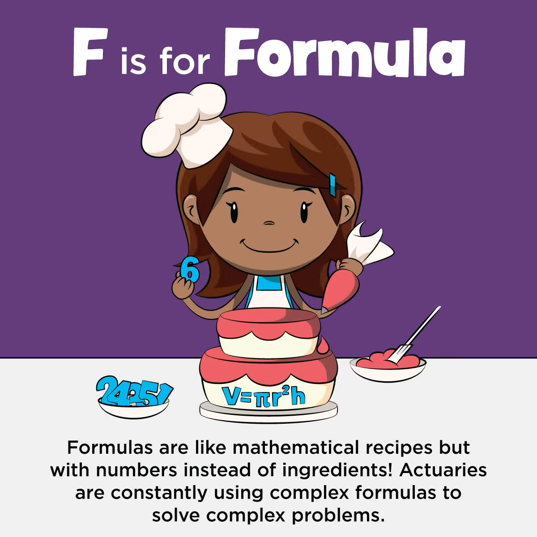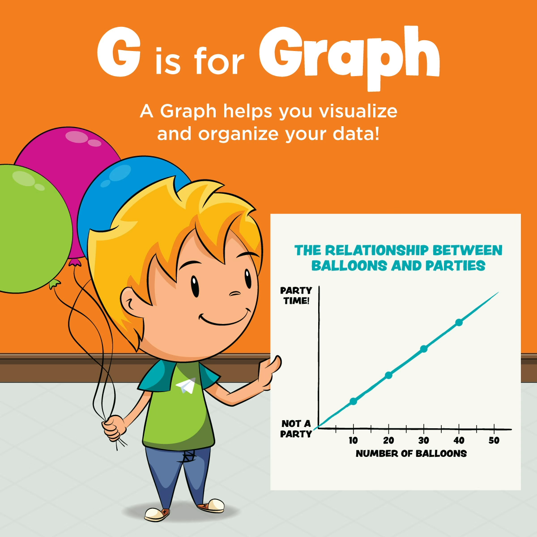F is for Formula. Formulas are like mathematical recipes, but with numbers instead of ingredients. Actuaries are constantly using complex formulas to solve complex problems. G is for Graph. A graph helps you visualize and organize your data.